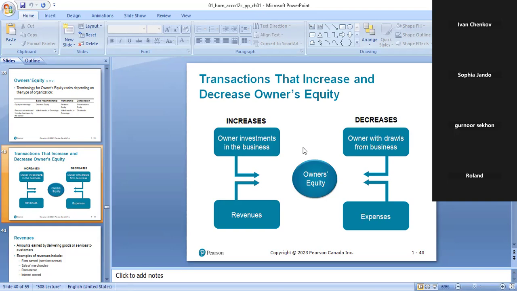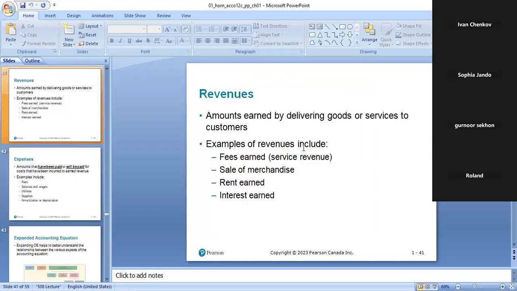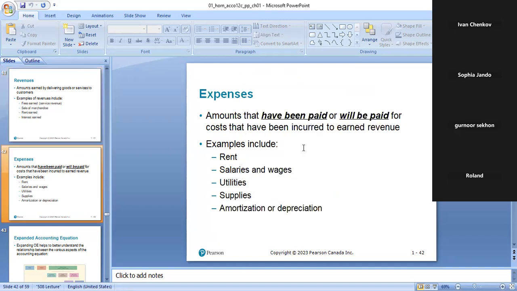And from the operation of the company, what I want you to understand is that every time the company generates revenue, that's going to increase owner's equity. And every time the company incurs expenses in order to generate the revenue, that will reduce the owner's equity. Revenue obviously comes from the main operation of the business through delivering services and or selling goods, where the expenses are always and always related to the revenue.